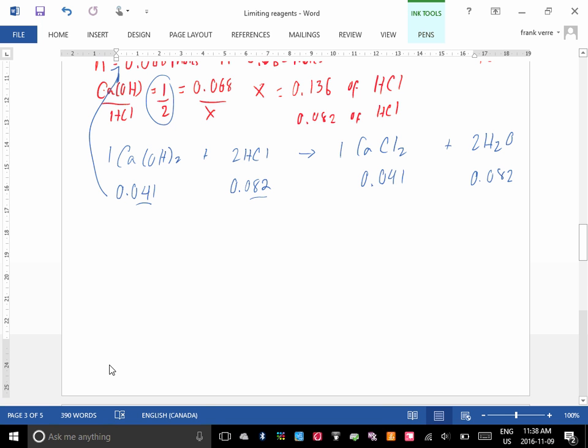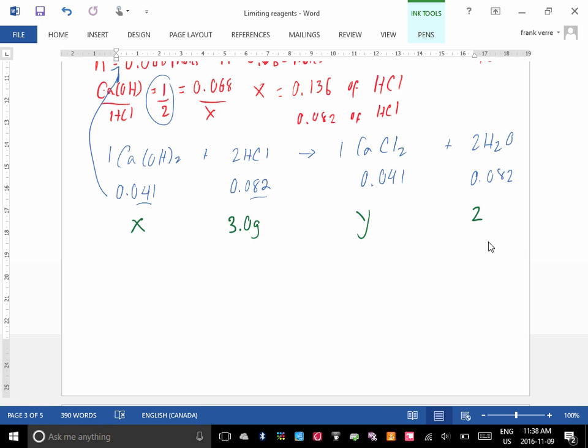So let's figure how much that is. We know we use up all of the HCl because that was the limiting reactant, right? And that was 3.0 grams. Now, how many grams of calcium hydroxide? How many grams of calcium chloride? And how many grams of water do we use up or produce?